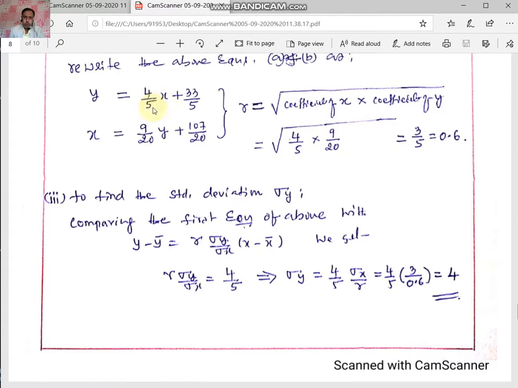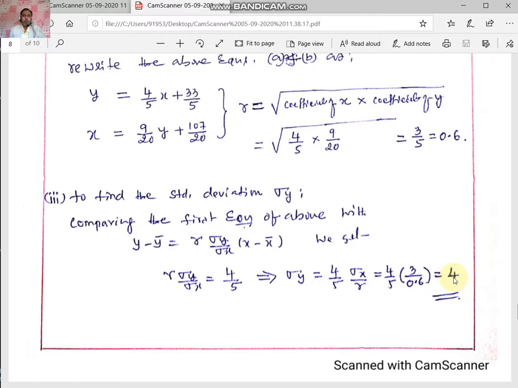Coefficient of x is 4 by 5 and here coefficient of x is R sigma y by sigma x. So we are comparing those coefficients here. Then sigma y is equal to 4 by 5 into sigma x by R. We know sigma x value, R value, substitute here, it simplifies to 4. So sigma y, called standard deviation of y, is 4.